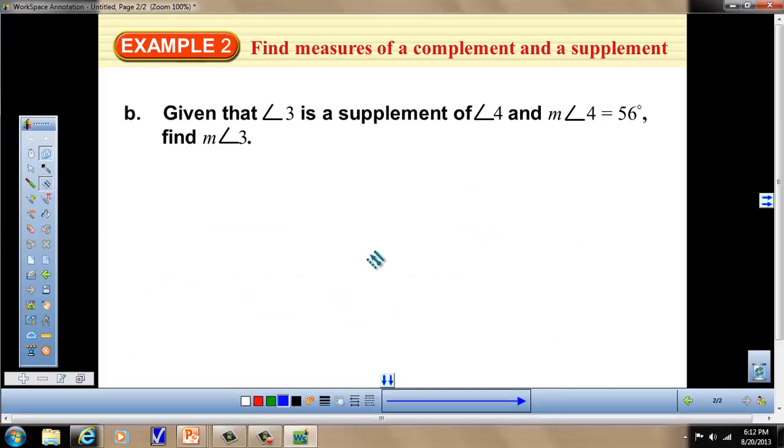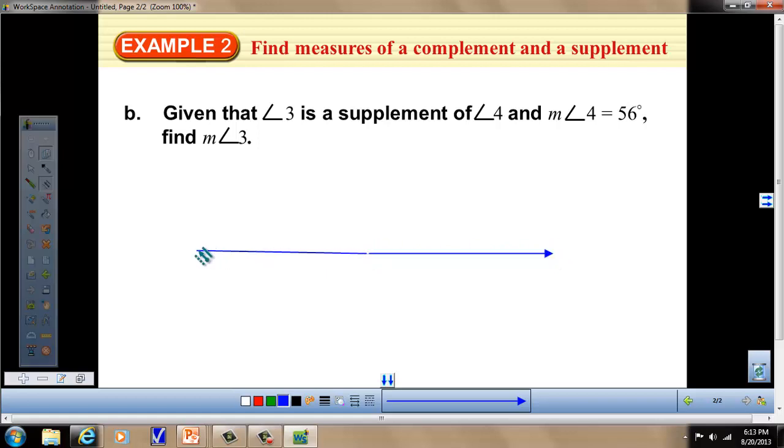I'm going to go ahead and draw two opposite rays. And also draw a line like this. It's about 56 degrees. Let's say that's about 56 degrees. So if we call this angle 3, we call this angle 4, and we know angle 4 is equal to 56 degrees. We want to find angle 3.